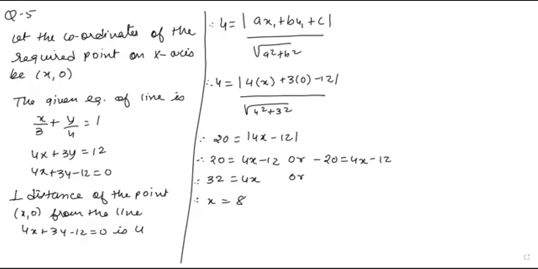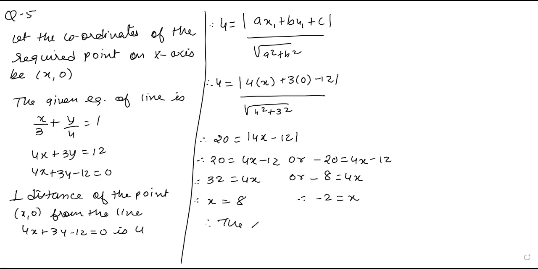And this will be minus 20 is equal to 4x minus 12, so minus 8 is equal to 4x. Therefore, x is equal to minus 2. Therefore, the required points are 8 comma 0 and minus 2 comma 0.